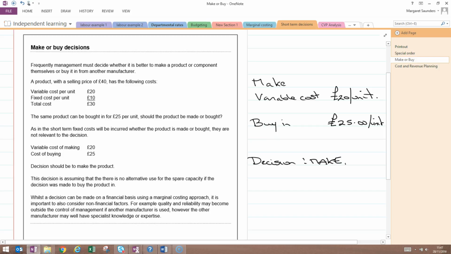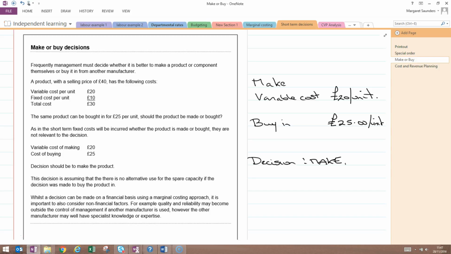Remember, this is a short-term decision. Marginal costing is always used for short-term decision making, because in the short term our fixed costs are not going to change. So we're only considering the costs that will change with the decision, and those are the variable costs.